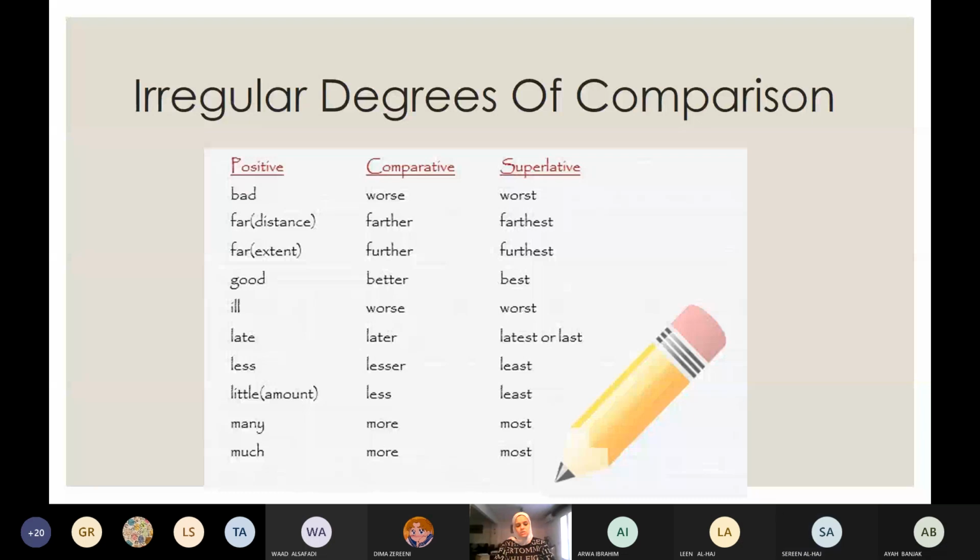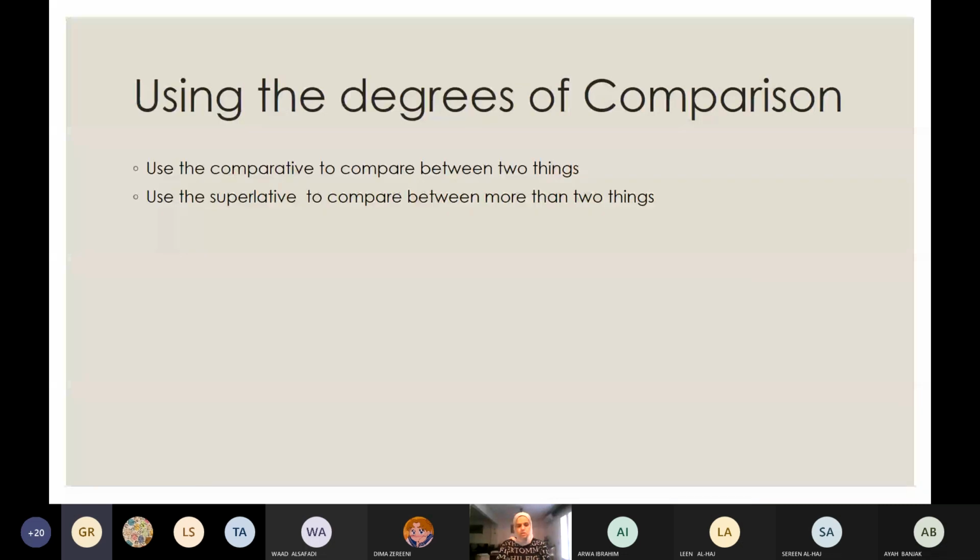And then that will lead us to lesson number 2. Lesson number 2 is very easy. Lesson number 2 is how to use it. Is anyone talking? Lesson 2: using degrees of comparison. Page 225.